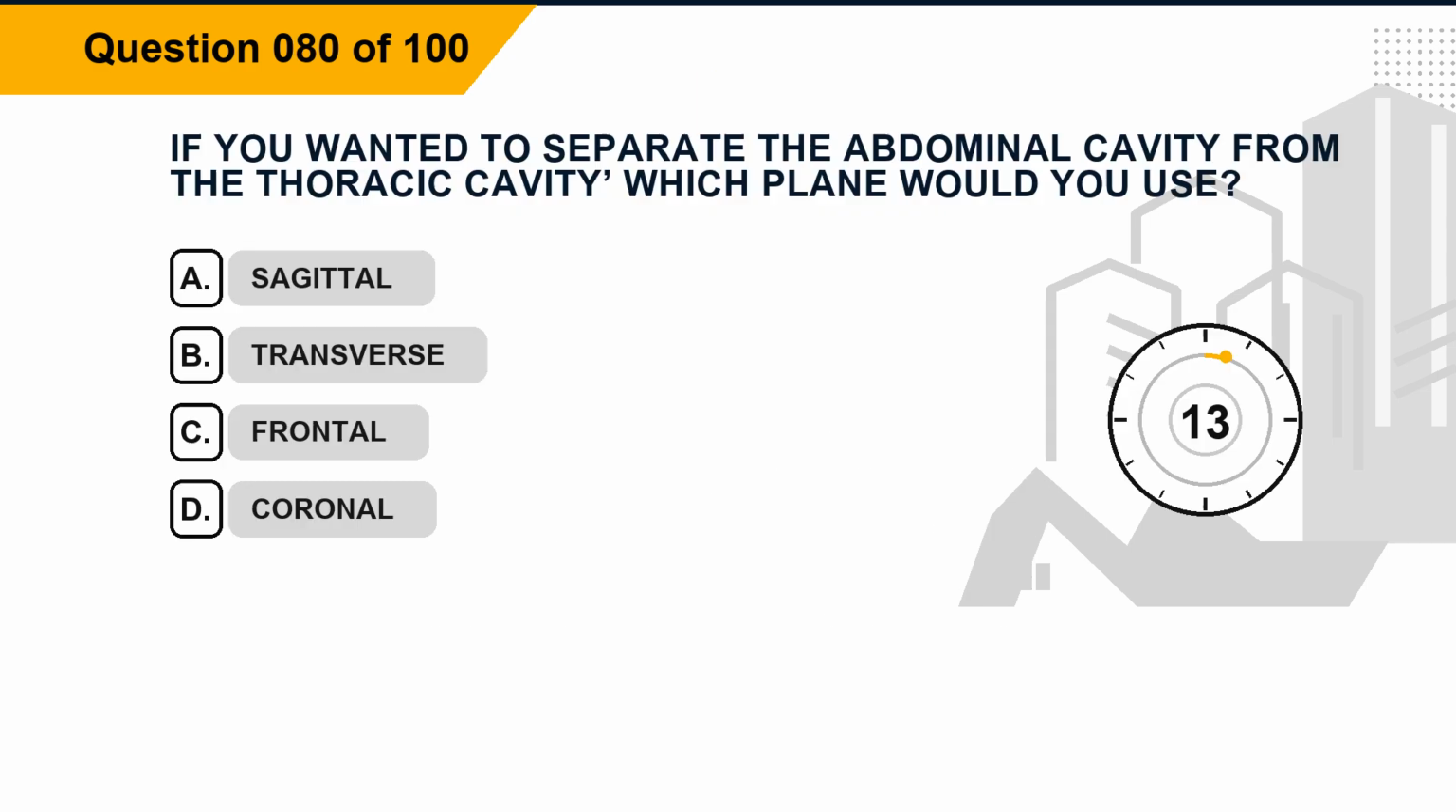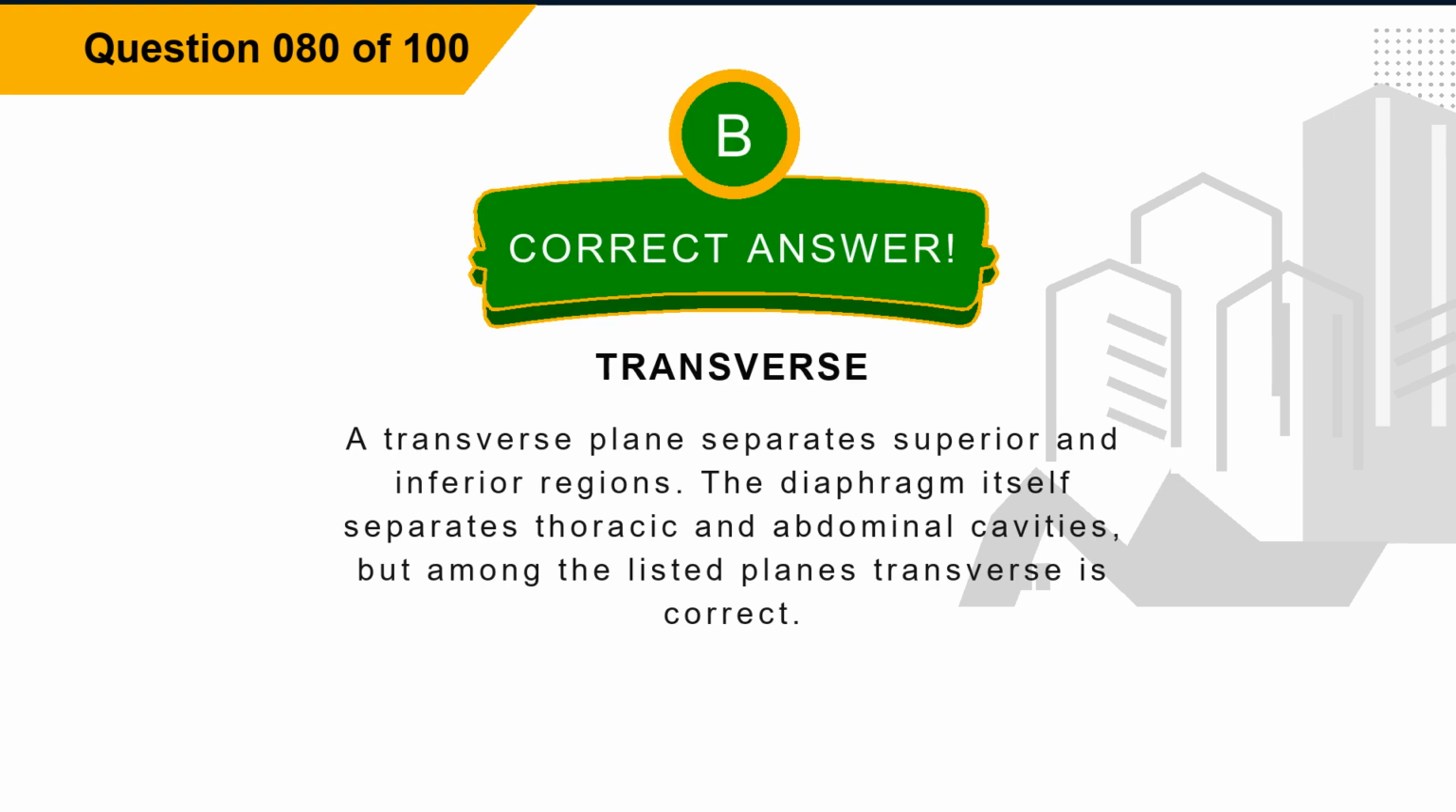Question 80. If you wanted to separate the abdominal cavity from the thoracic cavity, which plane would you use? Option A, sagittal. Option B, transverse. Option C, frontal. Option D, coronal. The correct answer is option B, transverse. Explanation. A transverse plane separates superior and inferior regions. The diaphragm itself separates thoracic and abdominal cavities, but among the listed planes transverse is correct.